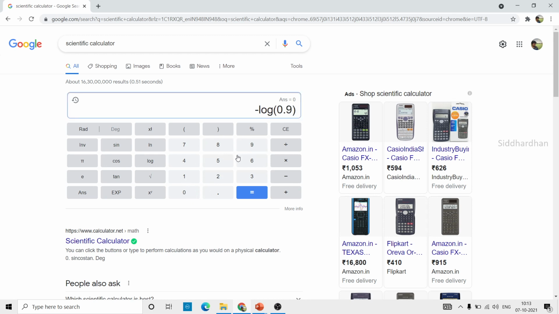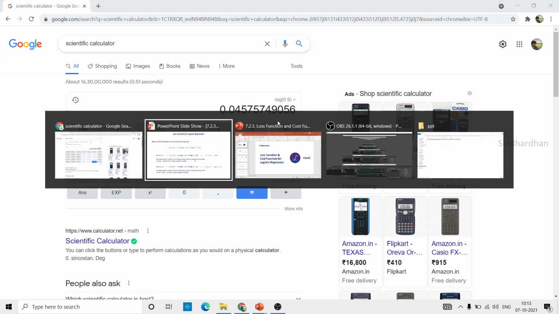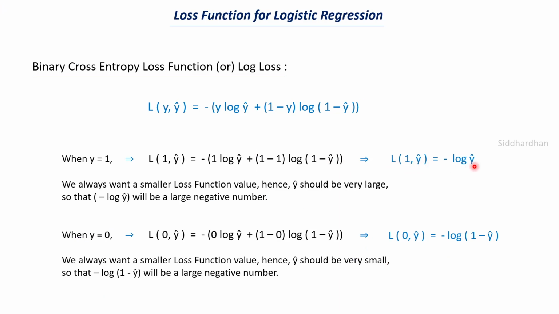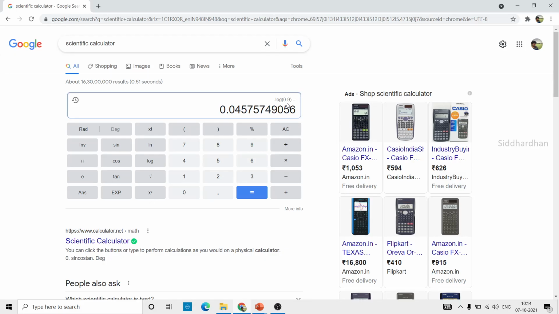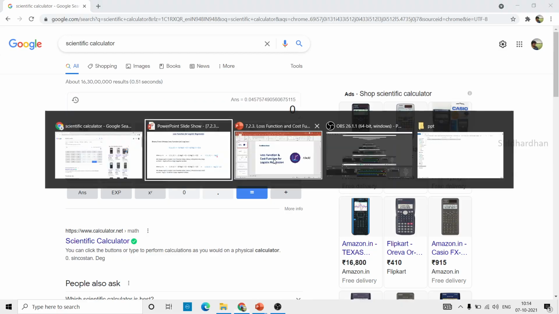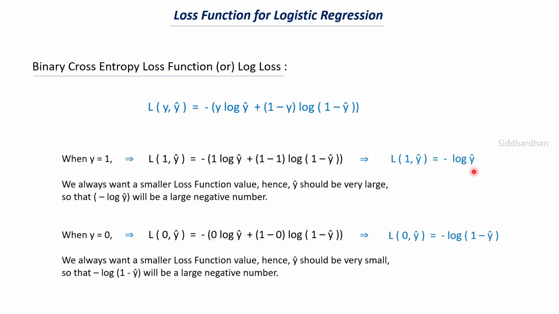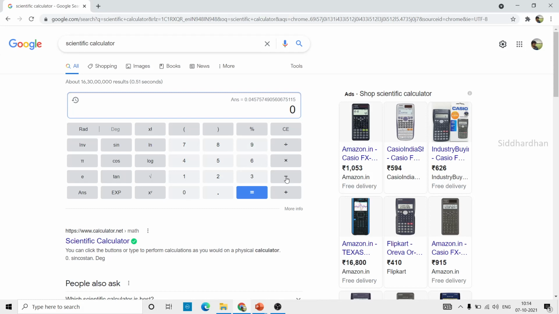If you give 0.9, your loss function value is 0.045. So this negative log of y cap is nothing but our loss function, right? So loss function is equal to minus log of y cap, and if you take a larger number like 0.9, you get a very small loss function value, which is 0.045. Now we are going to take a very small number for this equation and check the loss function value. So negative log of a smaller value, in the sense closer to 0. I'm taking 0.1. In this case, your loss function value will be 1. So 1 is a very huge number when compared to 0.045.